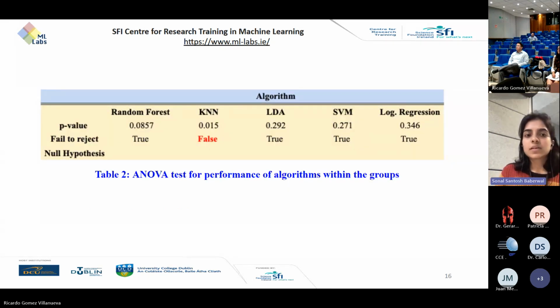This is the result of the ANOVA test within the algorithmic groups. The results from screen, VR, and audio were given to all the classifiers to see the variability within the group. It suggested that the null hypothesis of a variance was rejected in the rest of the algorithms, but it showed a significant difference in KNN.